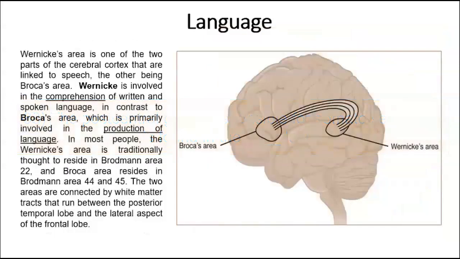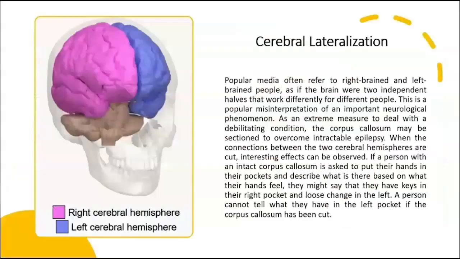Language. There are two main areas. One of them is Wernicke area and the other one is Broca area because you need to understand language, and the other one is that you should be able to actually speak. So that's why we have two completely different areas. One is to understand and the other one is the ability to talk.